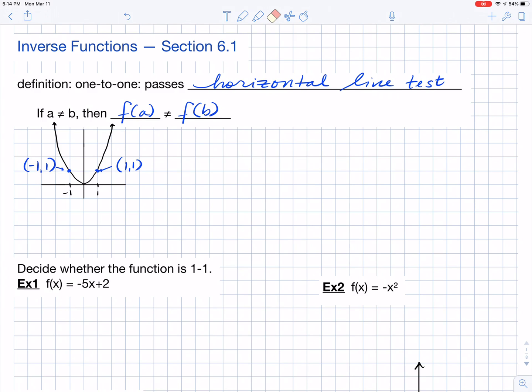Notice that my x values are not equal to each other. So I've met that requirement of the mathematical definition of one-to-one. However, I have not met the second part of that. My y values are equal to each other. So that's another way of showing that this particular graph is not one-to-one.